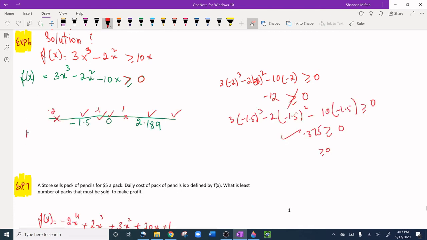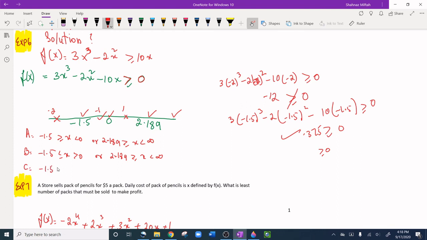For example, for this question we have A, and I'm writing that -1.5 greater or equal x less than 0, or 2.189 less than infinity, and these are your multiple choice answers. Part B, it says -1.5 less equal x, and then this is greater than 0, or 2.189 greater or equal x, or less than infinity. Part C, I did -1.5 less equal x less than 0, or 2.189 less equal x less than infinity.